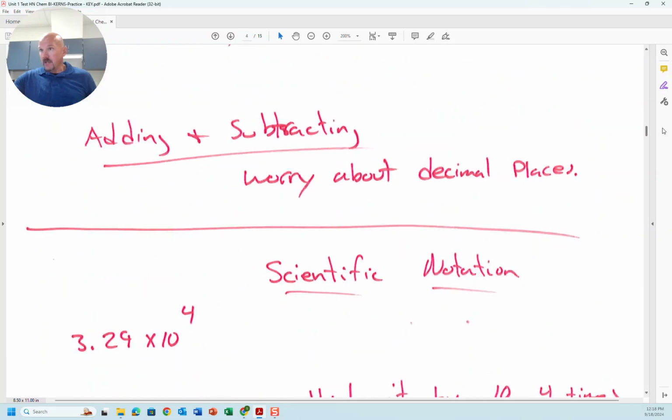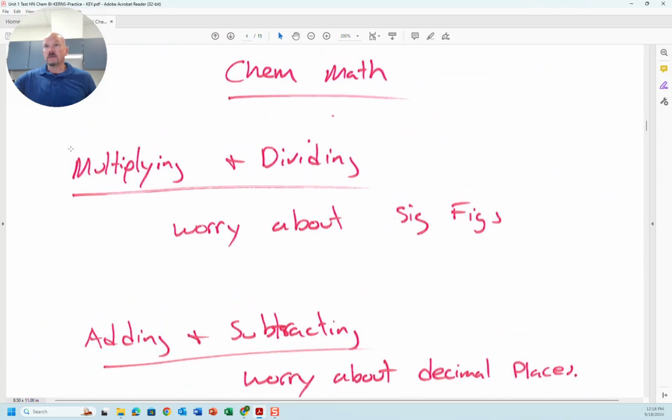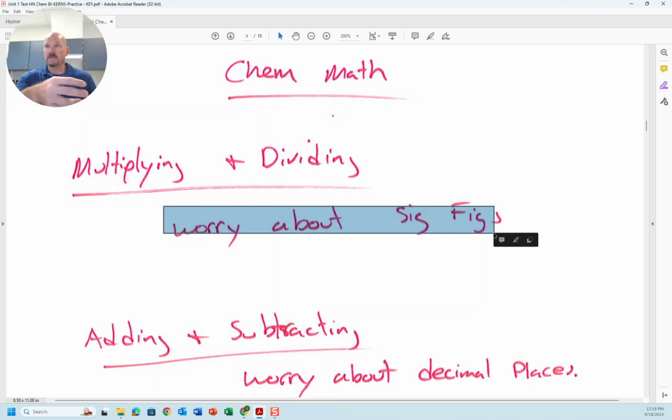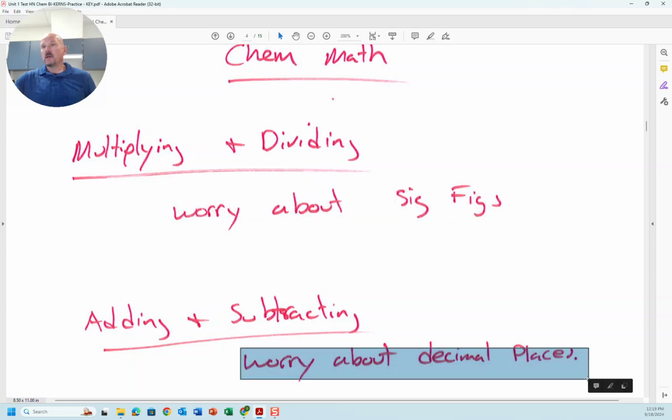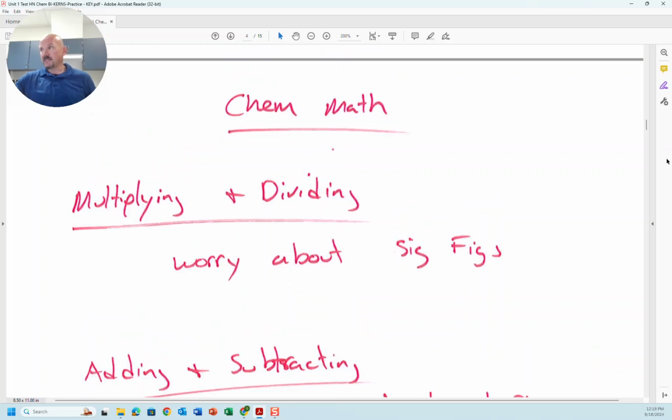Okay, so here's the deal. If you're multiplying and dividing, you limit your answer to the least number of sig figs as the numbers you were using when you were multiplying and dividing, okay? But if you add or subtract, you don't care about sig figs. What you care about is decimal places, okay? So if one number has 2 decimal places and you're adding it to another number that only has 1 decimal place, then you're only allowed 1 decimal place at the end, okay? So usually I say limit, but every once in a while you have to add a digit. But like multiplying or dividing, you're worrying about sig figs. Adding or subtracting, you're worrying about decimal places, okay?